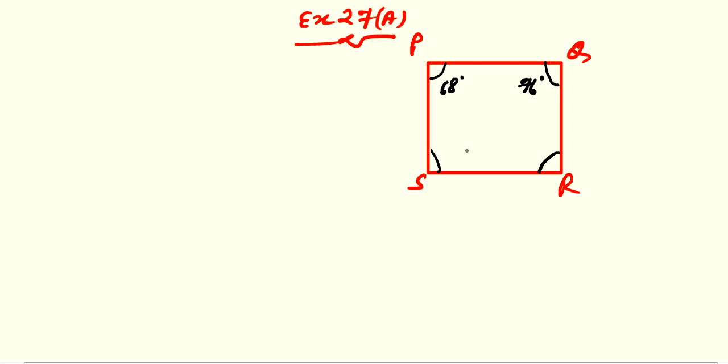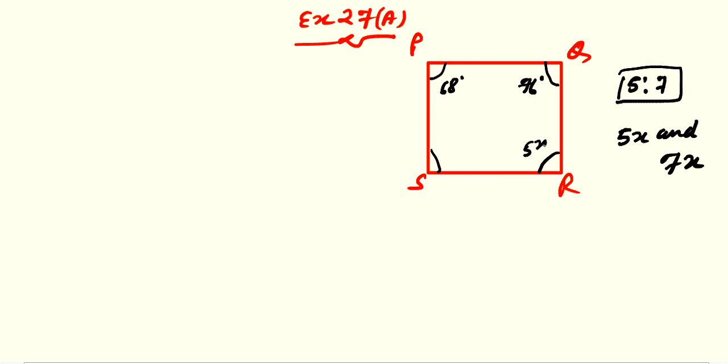Then the other two angles are in the ratio 5:7. Whenever we are having values in ratio, we are supposed to take them along with x. So the angles are 5x and 7x. So this angle will be 5x and this angle will be 7x.